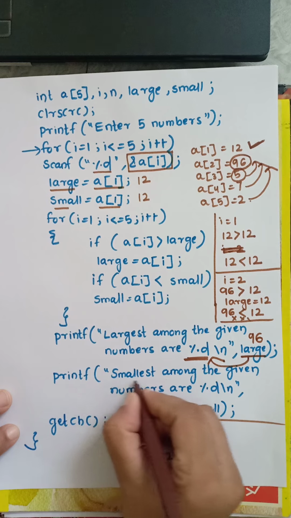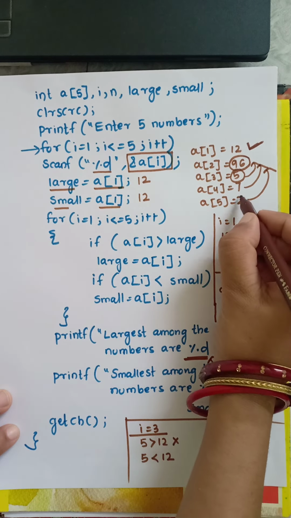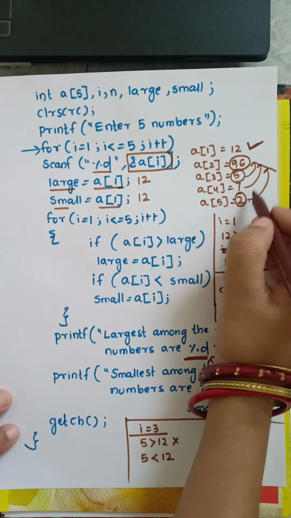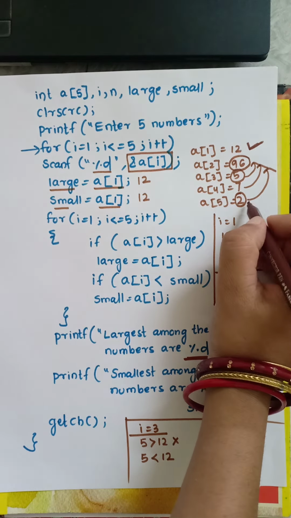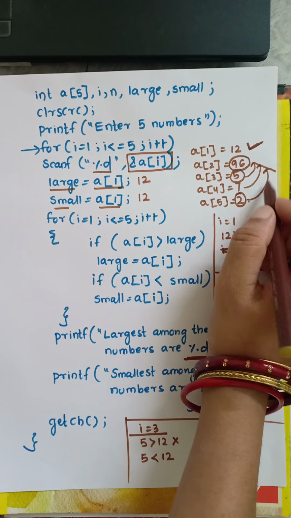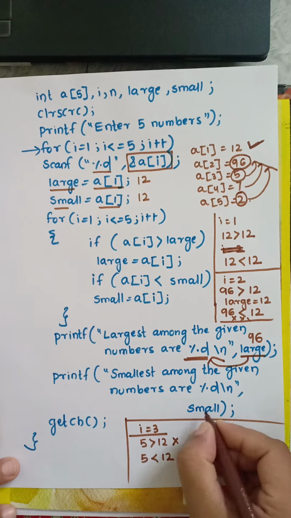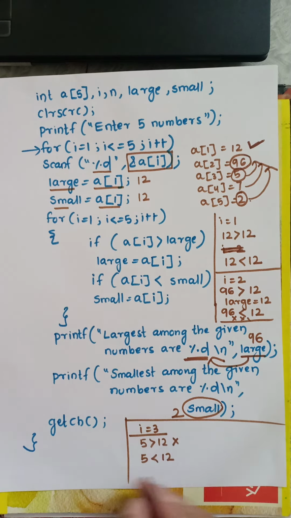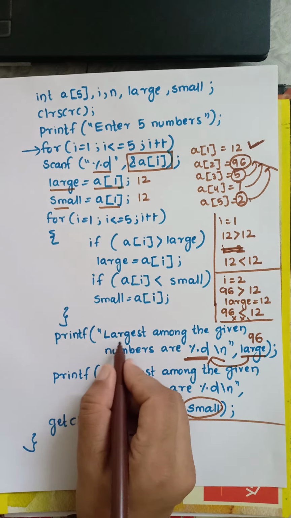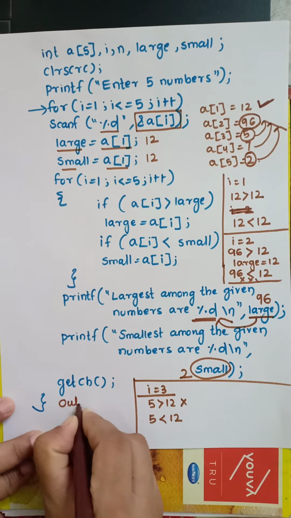Next, the same for the smallest among the given numbers. We compare 2 to all the numbers. We compare 2 to 7, then 2 to 5, then 2 to 96, then 2 to 12. So our smallest number is 2. Now what is the output of this program?